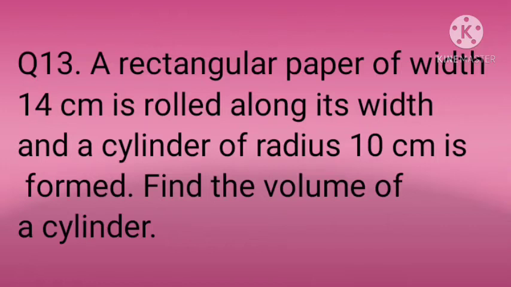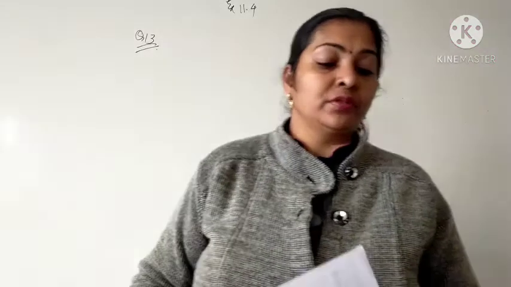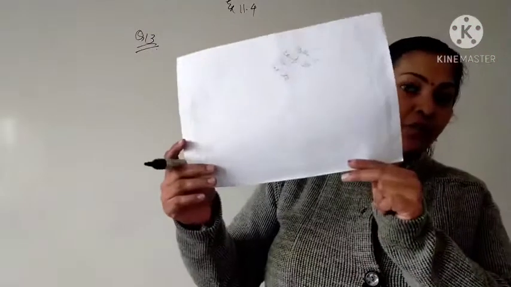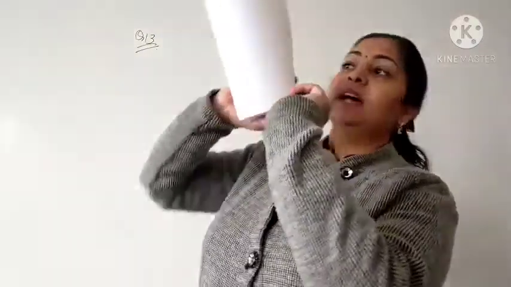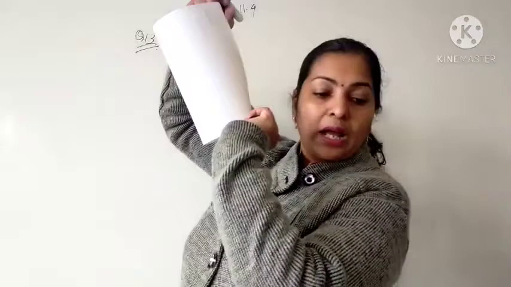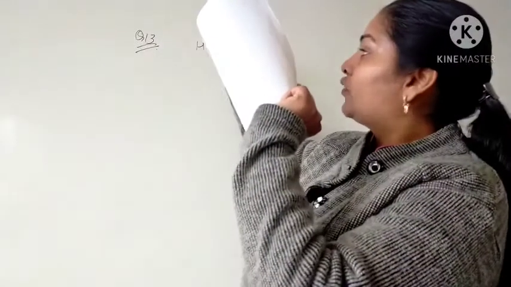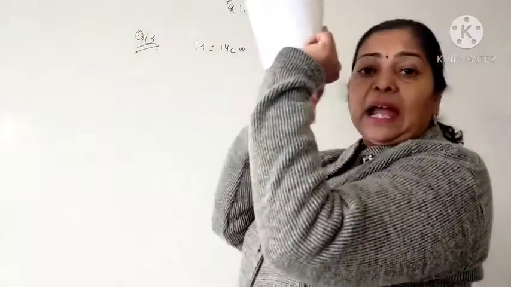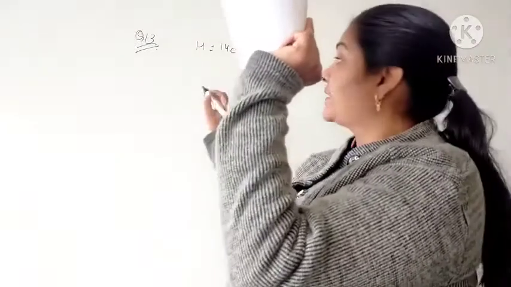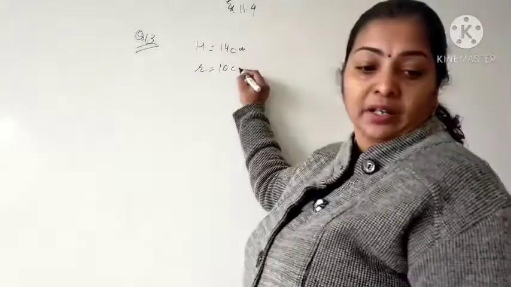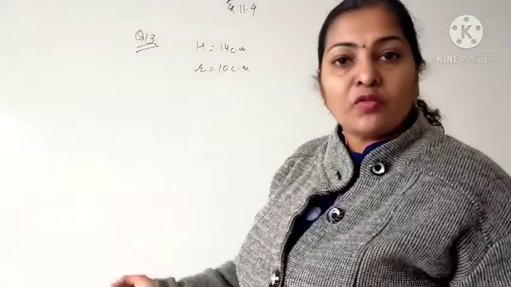Find the volume of the cylinder. See what is given to you. Suppose this is the rectangular sheet of width 14 cm and you rolled it. So this height is given to you as 14 cm, and the circle which is formed, its radius is 10 cm. You have to find the volume of the cylinder.